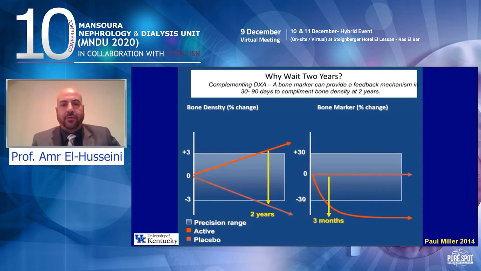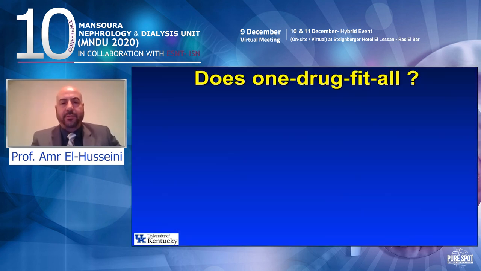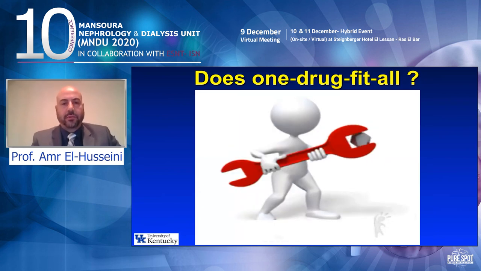So using the bone turnover marker is complementary. It doesn't replace the DEXA scan. It actually improves the precision of the DEXA scan. And also the bone turnover biomarker doesn't diagnose osteoporosis, but helps you to identify the pathology. So you need to use DEXA scan to diagnose osteoporosis, but to follow up this patient and to check on their response to therapy, you need to use the biomarker.